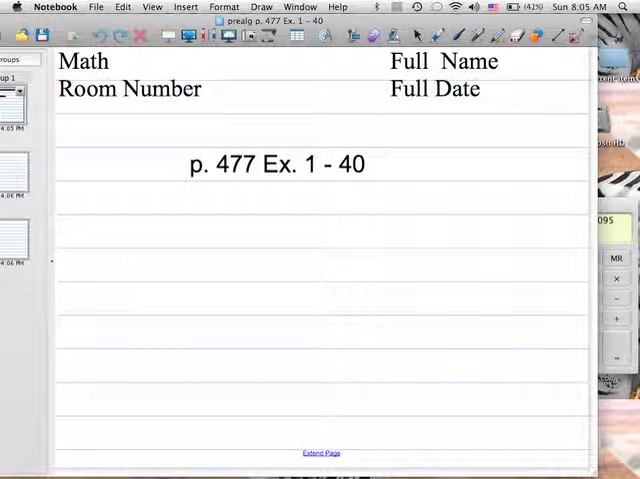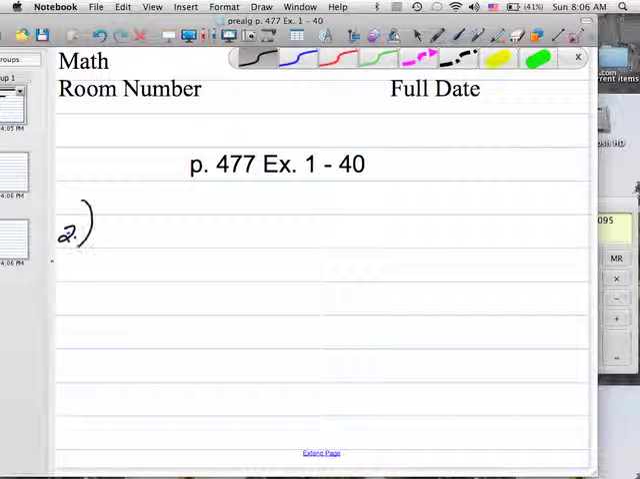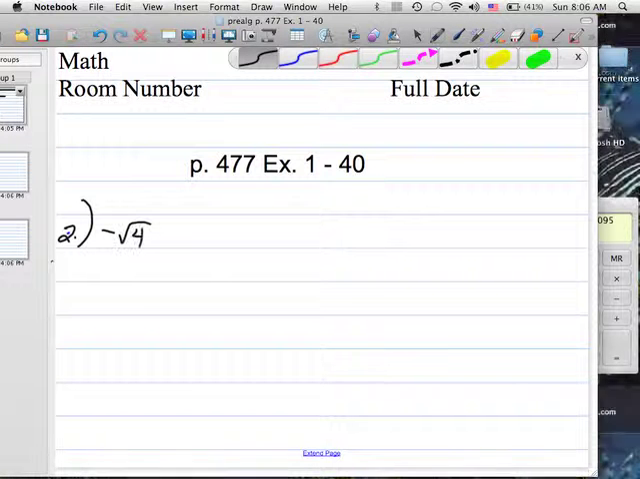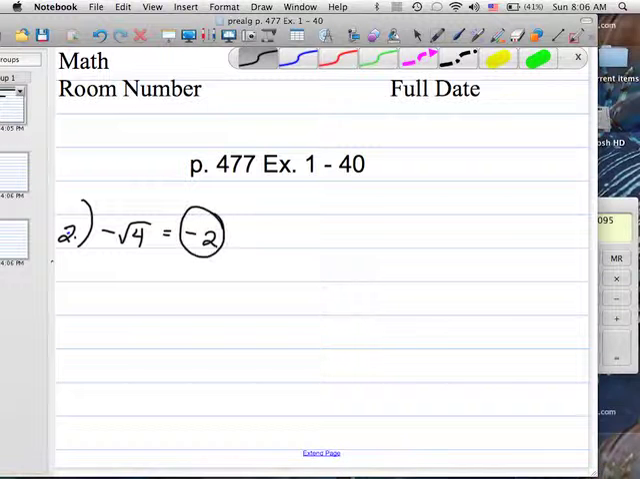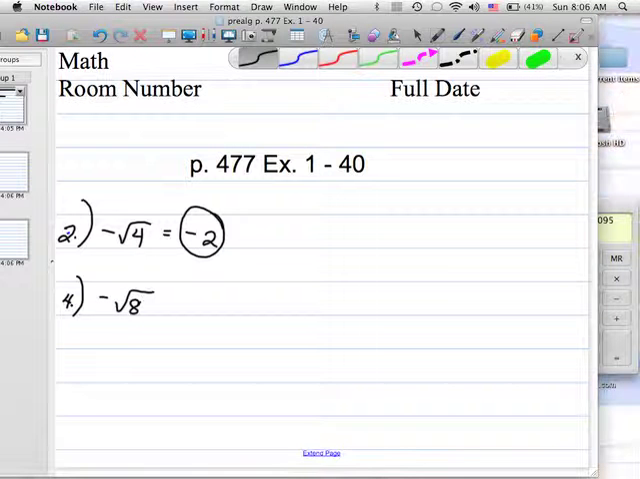So the directions for 1 through 40, number 2, is to find each square root. So we have the negative square root of 4. 2 times 2 makes 4, so it'd be negative 2. Number 4, these you should know without using a calculator. The negative square root of 81, 9 times 9 makes 81, so that would be negative 9.